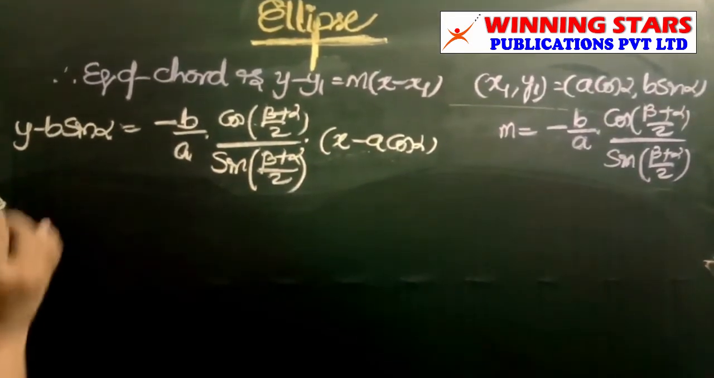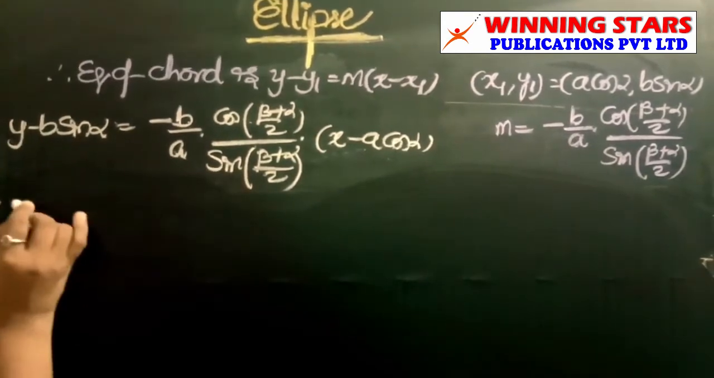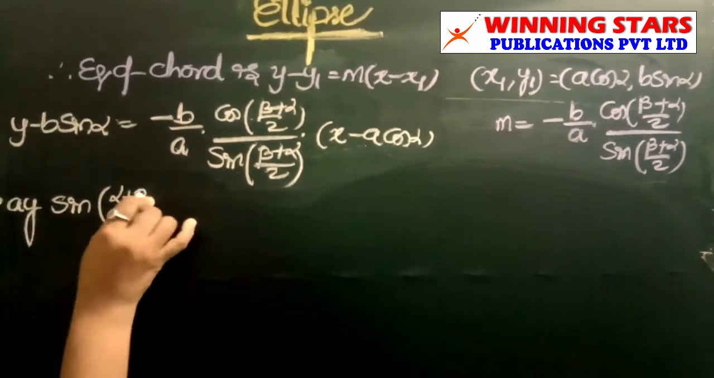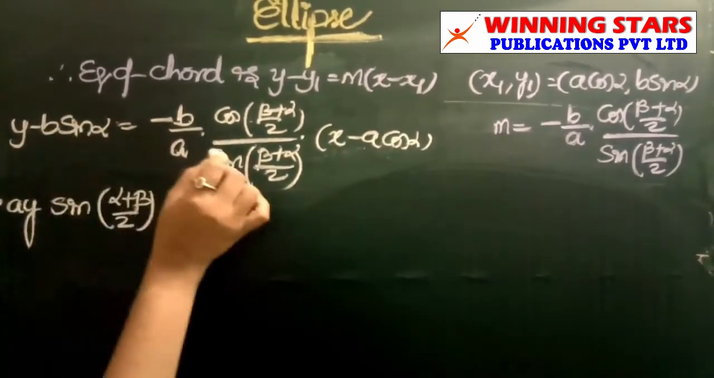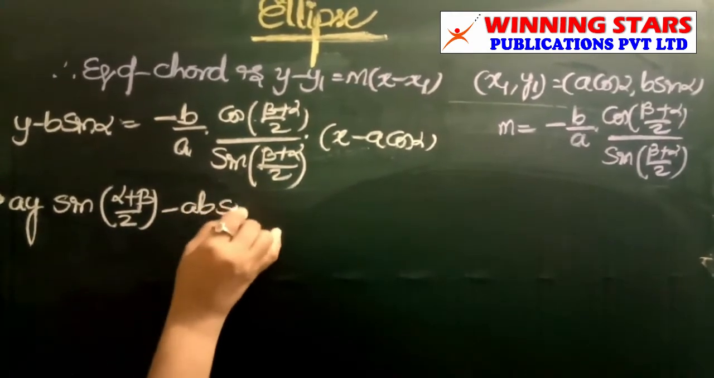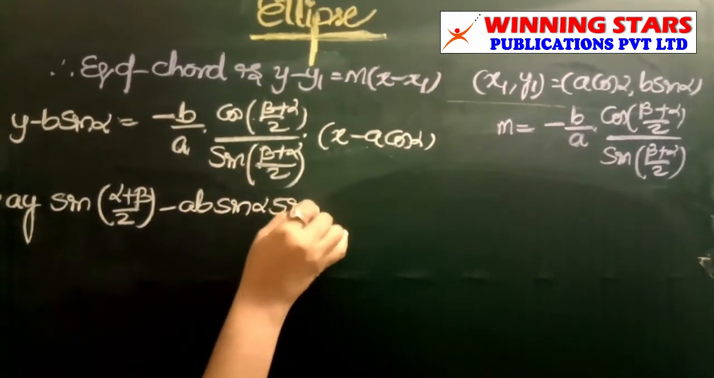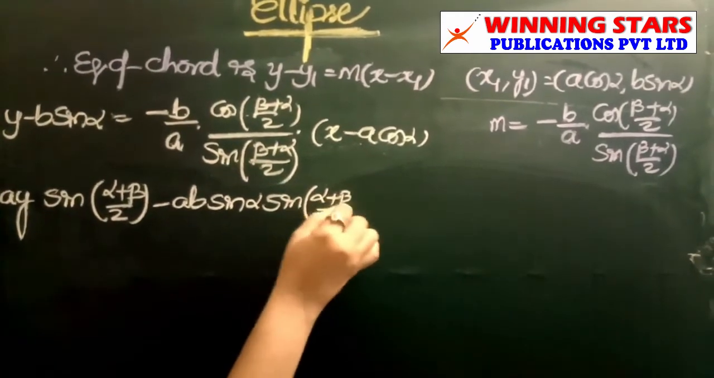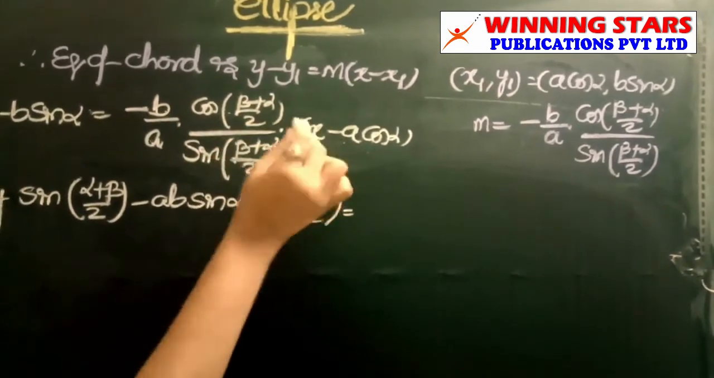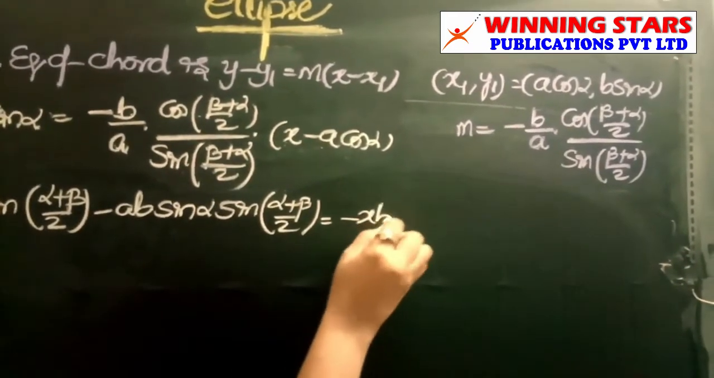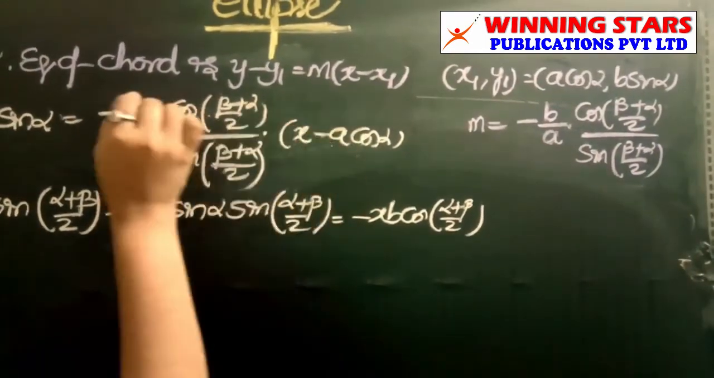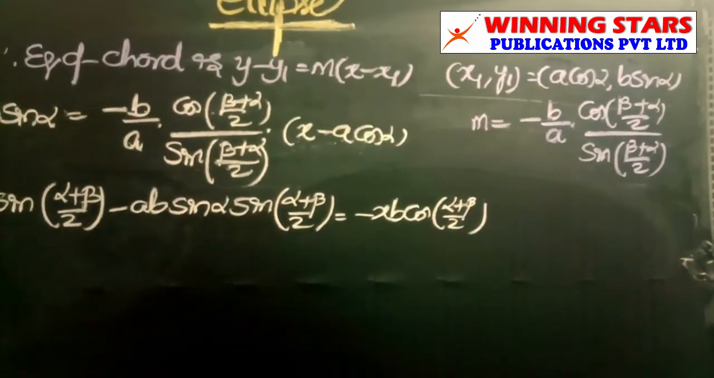Now taking the cross product, the first value is ay into sin((α+β)/2). Next value, minus b sin α into a sin((α+β)/2), that is minus ab sin((α+β)/2), is equal to, here also taking the product, first value minus b cos((α+β)/2) into x, that is minus xb cos((α+β)/2). Next value, minus of minus, plus ab cos((α+β)/2).